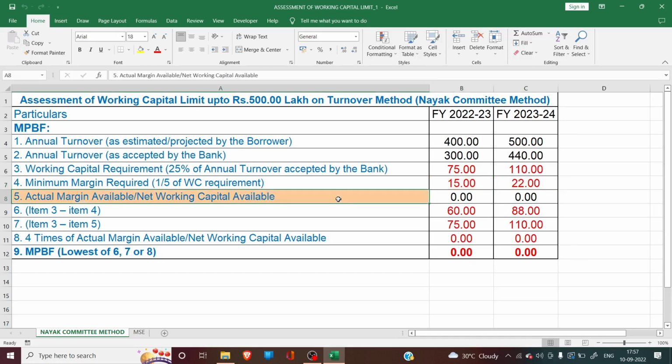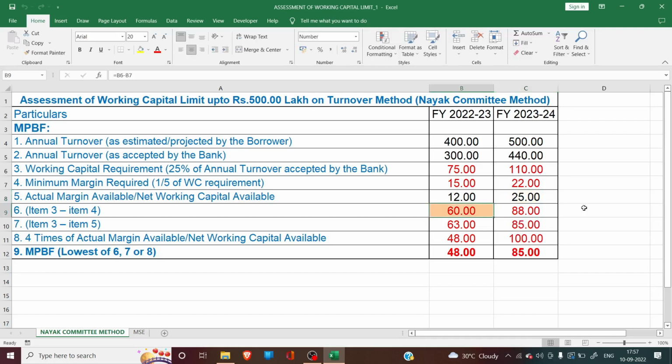Now, in the next cell, we have to mention the actual margin available with the borrower or customer. For example, here against the minimum requirement of 15 lakhs, the borrower has an available margin of 12 lakhs, and for next year, the borrower is projecting a margin availability of 25 lakhs.